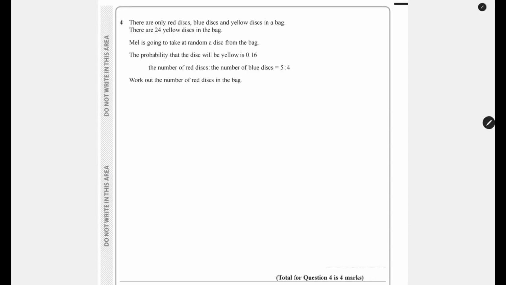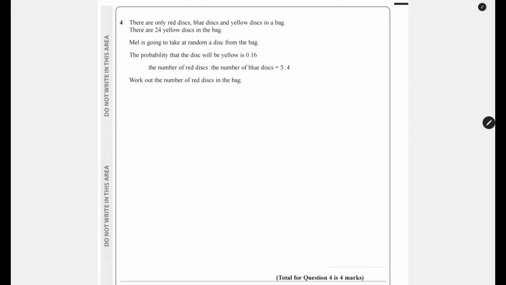Question 4 says that there are only red discs, blue discs, and yellow discs in a bag. There are 24 yellow discs in the bag. Mel is going to take at random a disc from the bag. The probability that the disc will be yellow is 0.16. The ratio between the number of red discs and the number of blue discs is 5 to 4. Work out the number of red discs in the bag.